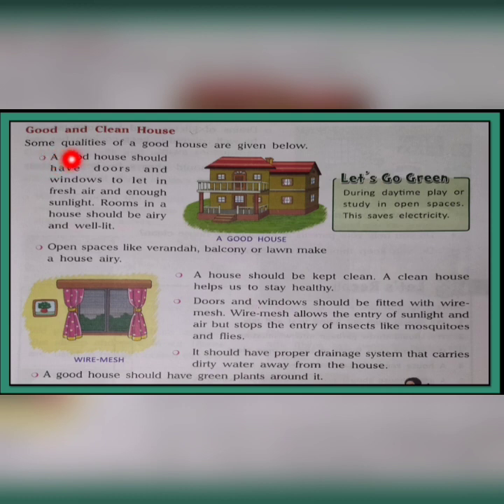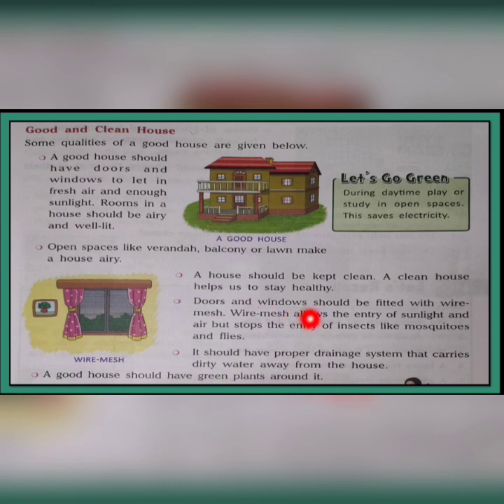Let us discuss some qualities of a good house. Okay, a good house should have doors and windows to let in fresh air and enough sunlight. All the rooms in a house should be airy and well lit. Open spaces like veranda, balcony and lawn make a house airy. Next, a house should be kept clean. A clean house helps us to stay healthy.